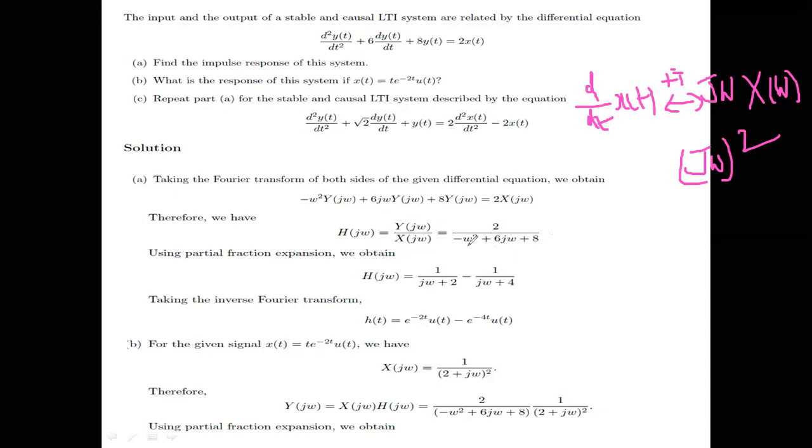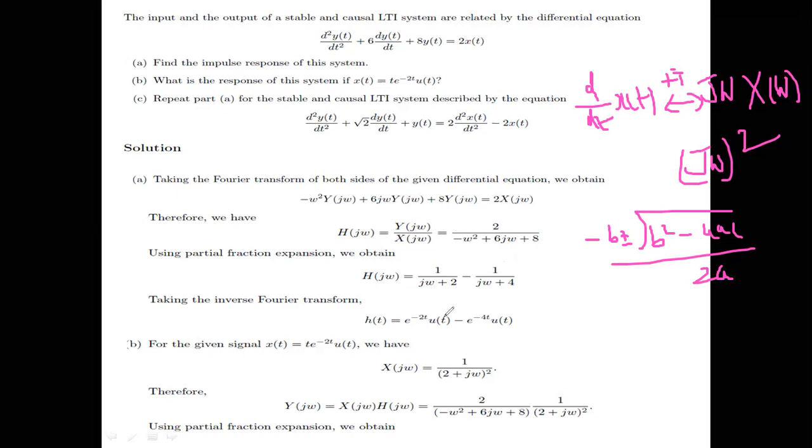Okay, my dear students. Now I can find the factors of this one by using the quadratic formula, minus b plus or minus the square root of b square minus 4ac, by 2a. Or using the calculator we can find the factors and the partial fractions: A by j omega plus 2 minus B by j omega plus 4. A is 1 and B is minus 1 here.